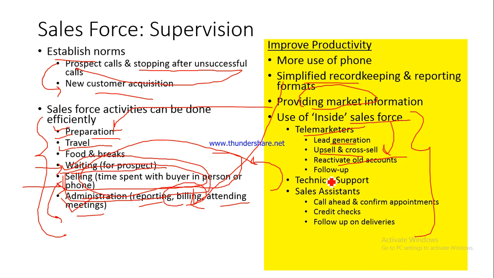Again, follow up once the product has been delivered, finding out whether the product is working fine, finding out whether the customer is satisfied or not. This is an example of follow up, and this follow up can also be done by the inside Salesforce, right?